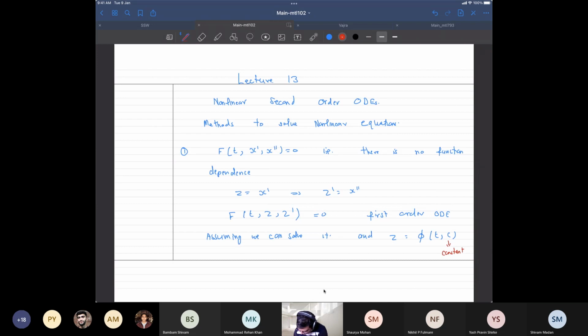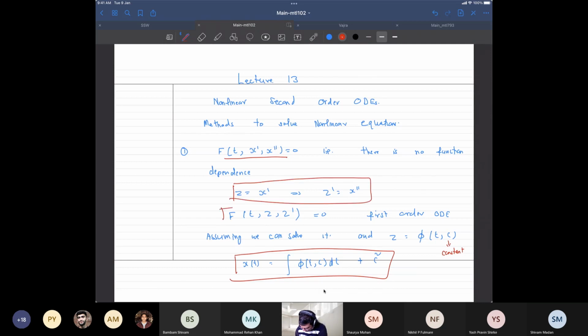To get the solution x, you integrate phi(t, c) dt, plus you get one more constant c. This is how you solve these kinds of equations. Basically you just have to remember this. If there is no x in the equation, then this is the way to do it.